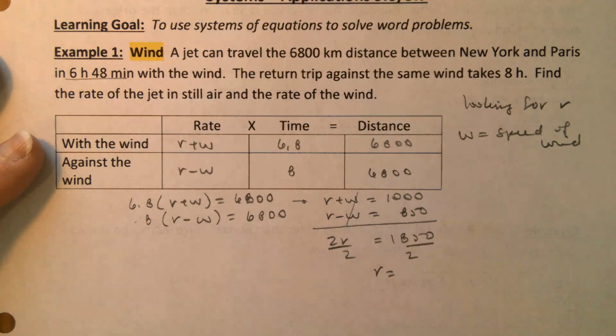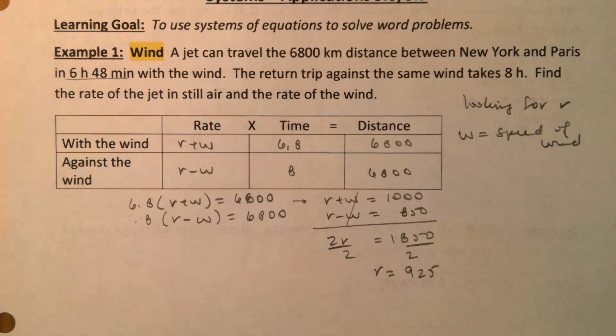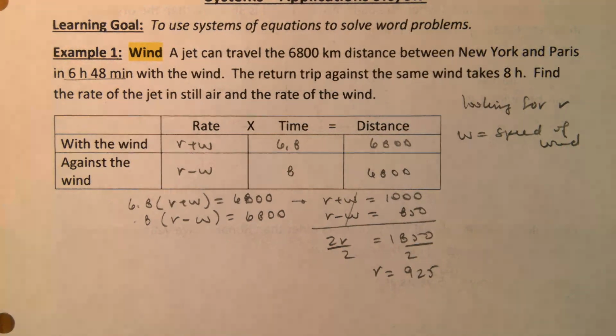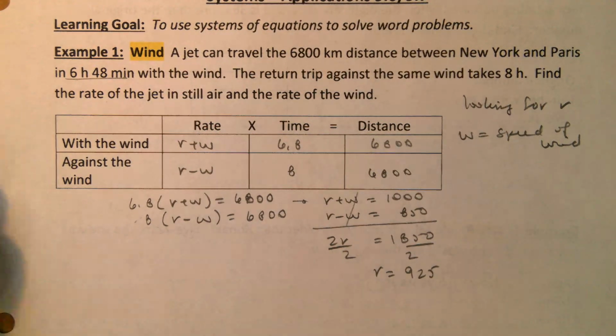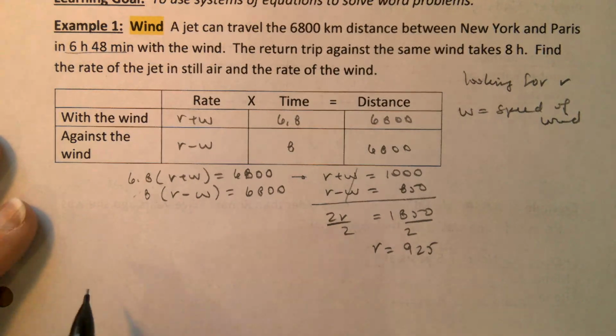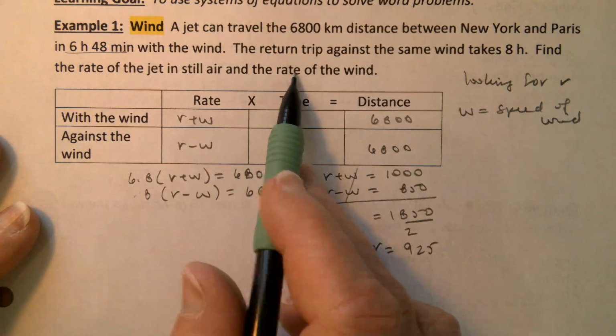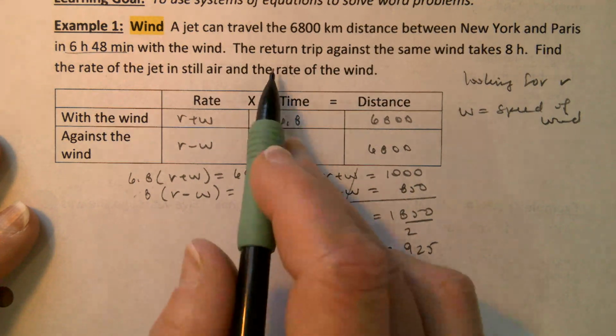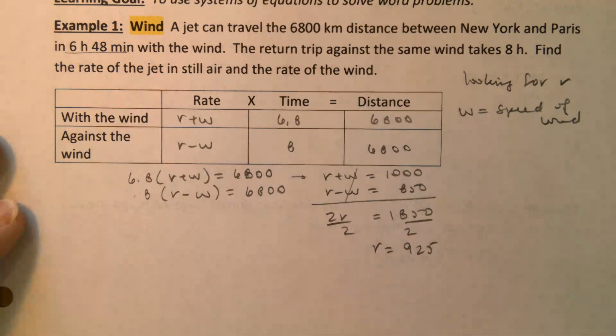R is equal to 925. Okay, so the speed of the jet is 925 kilometers per hour. That's in still air. That's if there's no wind at all. So the speed of the wind then, okay, they're not asking for the speed of the wind. Oh, yeah, they are. Then with the rate of the jet in still air and the rate of the wind.